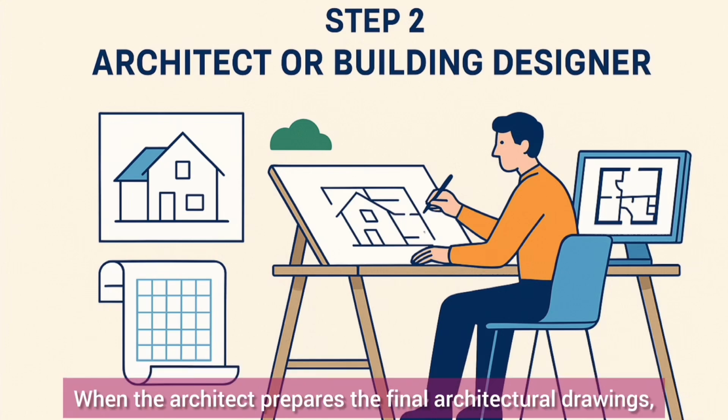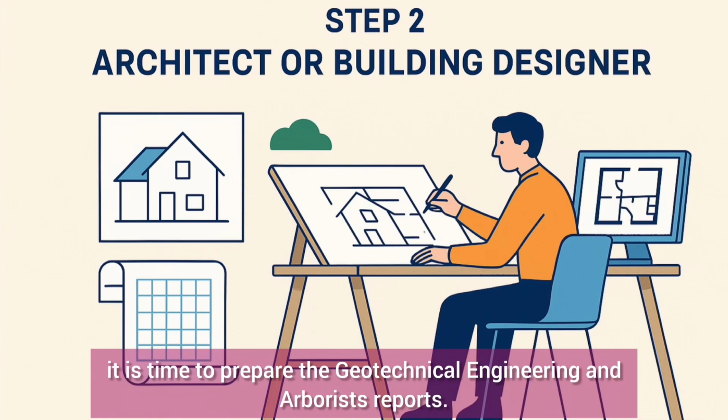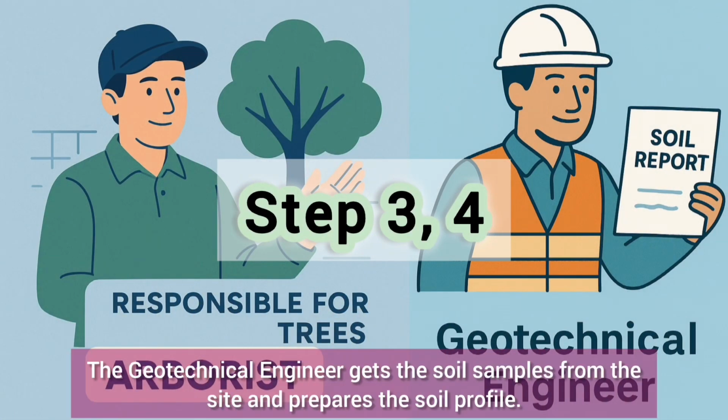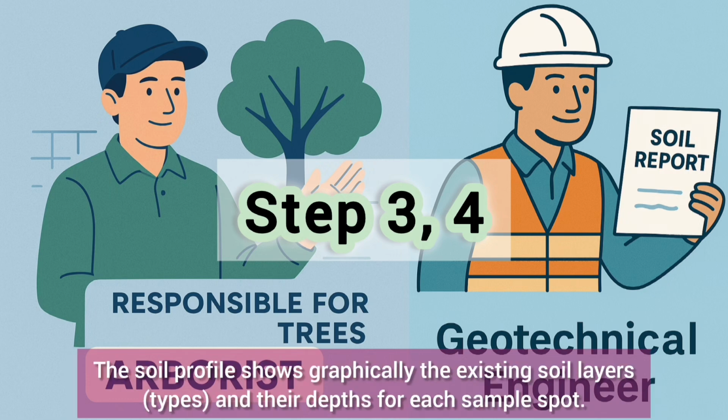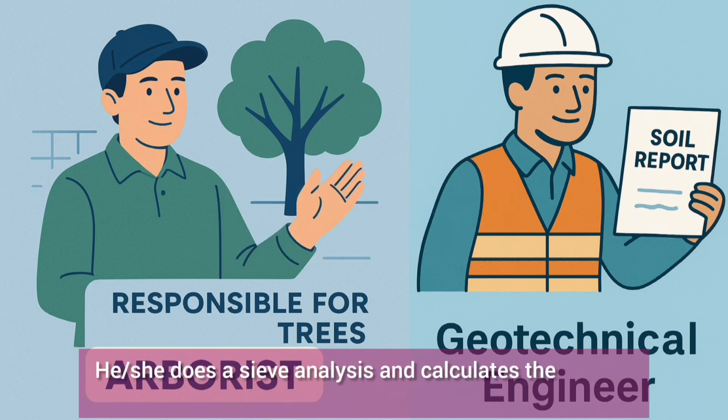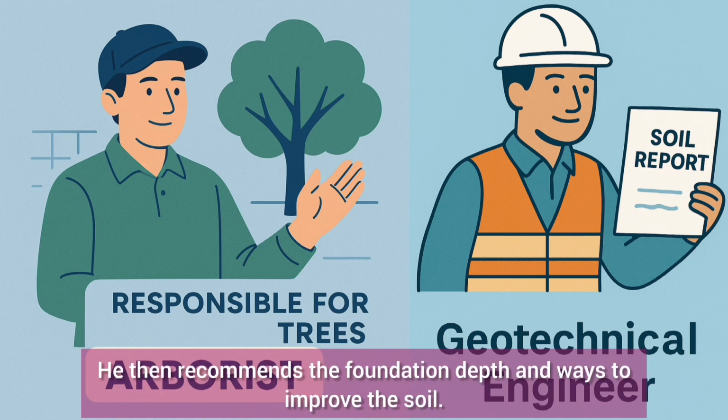When the architect prepares the final architectural drawings, it is time to prepare the geotechnical engineering and arborist's reports. The geotechnical engineer gets the soil samples from the site and prepares the soil profile. The soil profile shows graphically the existing soil layers types and their depths for each sample spot. She does a sieve analysis and calculates the bearing capacity of the soil. He then recommends the foundation depth and ways to improve the soil.